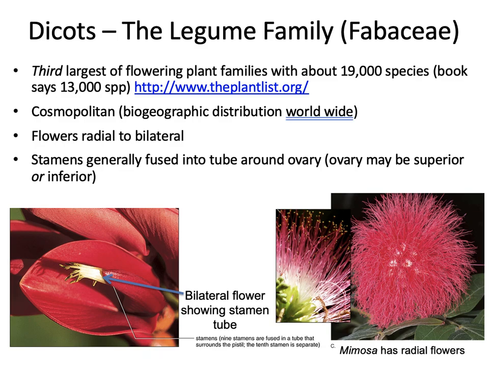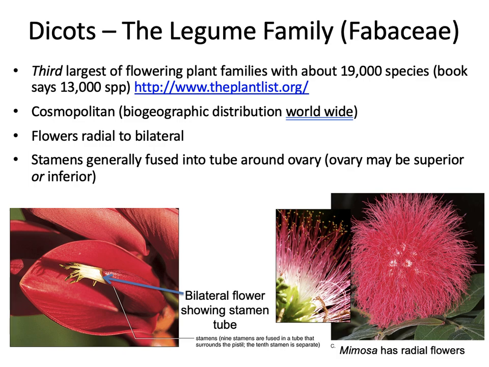Next up is the Fabaceae, which is the legume family, and this is one of the largest plant families in the world. It depends upon which scientist you're talking to, but many classify it as the 3rd largest of the flowering plant families, with about 19,000 species. And if you check out the plantlist.org, that'll have some really nice information about plant evolution.